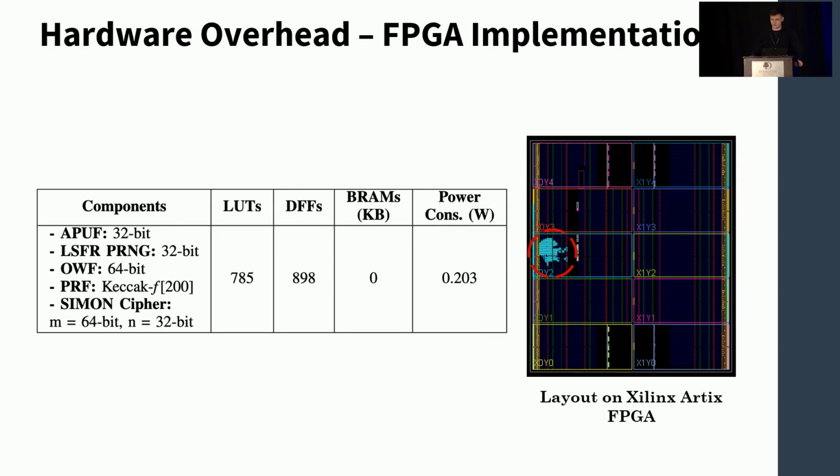So we implemented this on FPGA to determine the hardware overhead. To be noted that this can be quite modular. We presume you could use many different lightweight cryptographic functions, but we went for our PUF. We chose a 32-bit arbiter PUF. For our PRNG, we used the LFSR PRNG. Our one-way function that we've developed, the KECCAK-F200 pseudo-random function, and a simple Simon block cipher with a message length of 64 bits. And we found that it used 785 lookup tables and 898 flip-flops, which is a relatively low footprint given the relative complexity of the implementation. And we implemented this on a Xilinx FPGA.